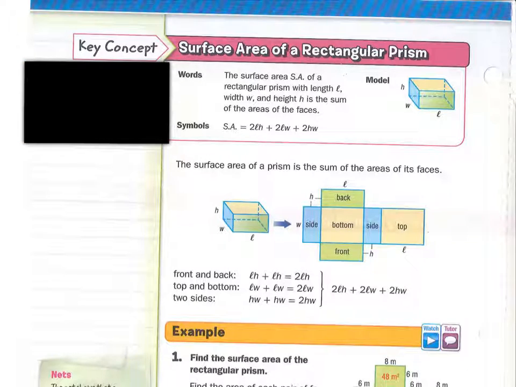Take a look at an example. The surface area of a prism is the sum of the areas of its faces. So you would look for the front and the back, and you would get LH plus LH, so that's the front and the back. So you do 2 times the length and the height. The top and the bottom, you do length and width, and do 2 of those. And then the 2 sides, you do height and width, and you would do 2 times both of those. So the final formula that you get is 2 times the length times the height, plus 2 times the length times the width, plus 2 times the height times the width. Let's go ahead and practice that a little bit.